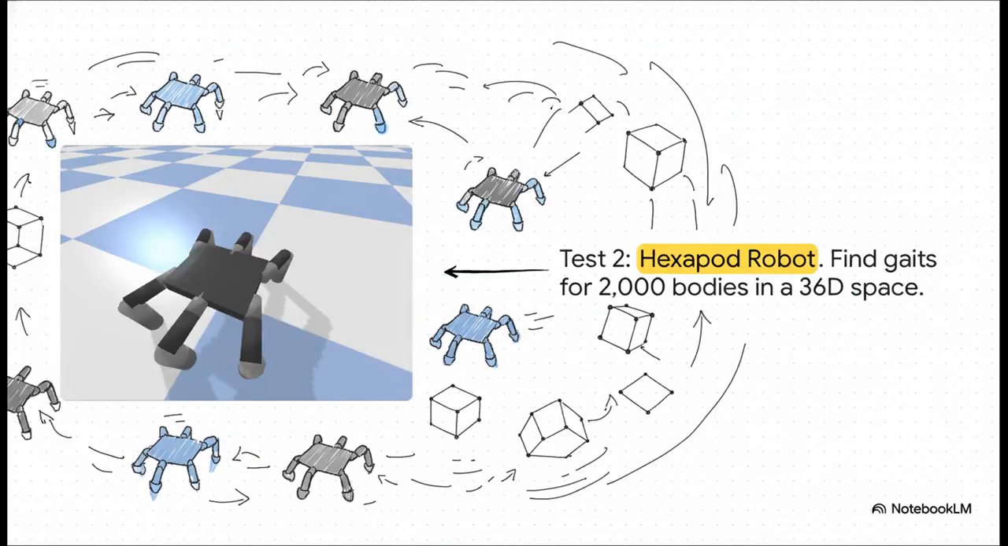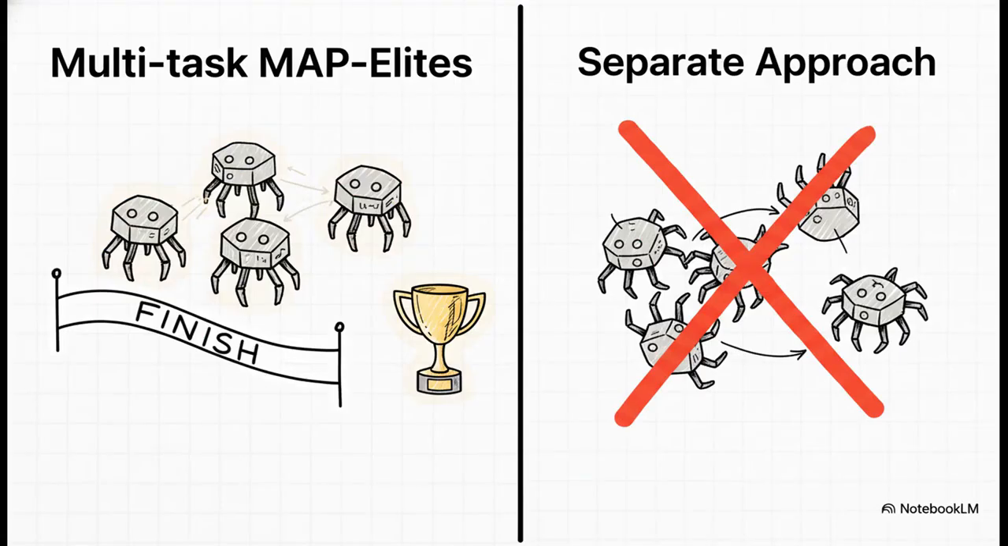For the second challenge, the researchers really cranked up the difficulty with this hexapod robot. The task? Find the fastest possible walking gait for 2,000 different robot bodies, each with randomly different leg lengths. This is a much tougher problem, with a huge 36-dimensional search space to explore. And in this much harder test, the results were even more dramatic.